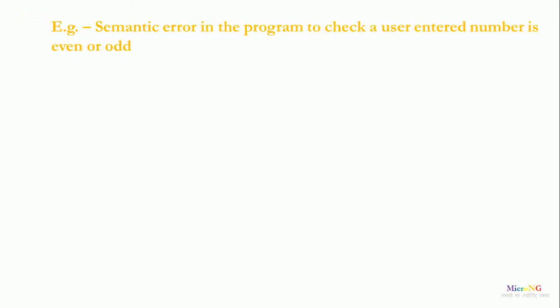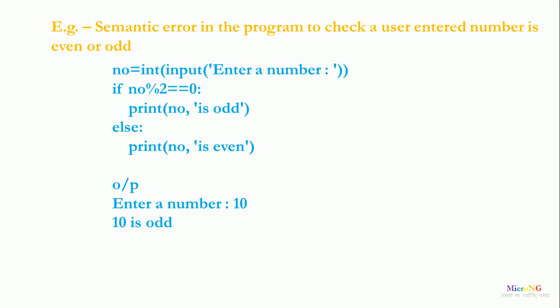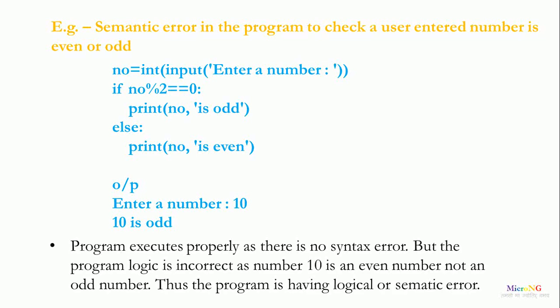Consider a semantic error in a program to check whether a user-entered number is even or odd. Let's say in this program we take a number from the user and store it in a variable no. If the number is divisible by 2, we have written a statement that the number is odd, and else we have written the number is even. Actually, as per the logic, if the number is divisible by 2, it should print that the number is an even number. Because of this mistake in the statement, when we enter a number as 10, it shows that 10 is an odd number during the program execution.